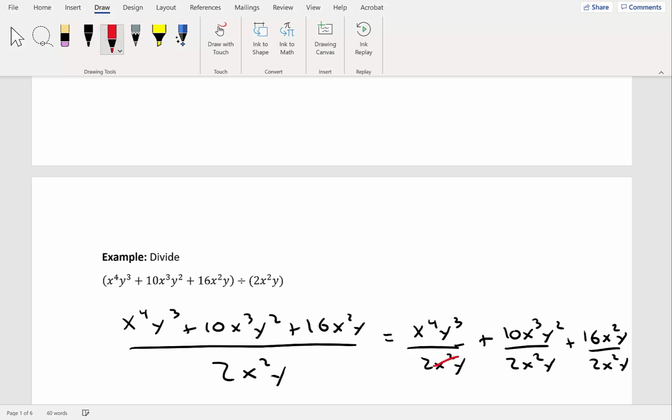So the 2x's in the denominator cancel out with 2 in the numerator, leaving me with just 2. The y in the denominator cancels out with one of the y's in the numerator, leaving me with 2 y's left over.